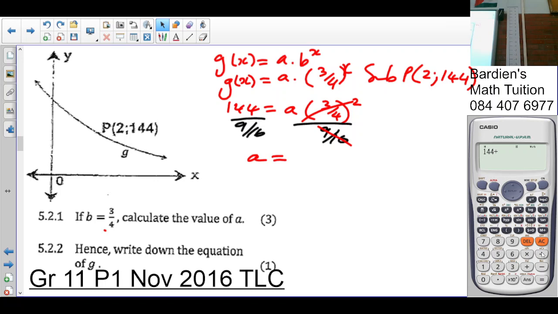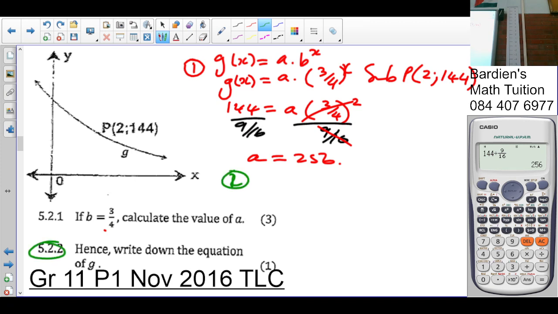So a is equal to 144 divided by 9 over 16. Okay, it's 256. Is that correct? 256. That's your value for a. Okay. Number 5.2.2 says write down the equation of g of x. So g of x would be equal to a, which is 256, times b, which is 3 over 4, raised to x. Of course you can simplify this, but I would leave it just like that.